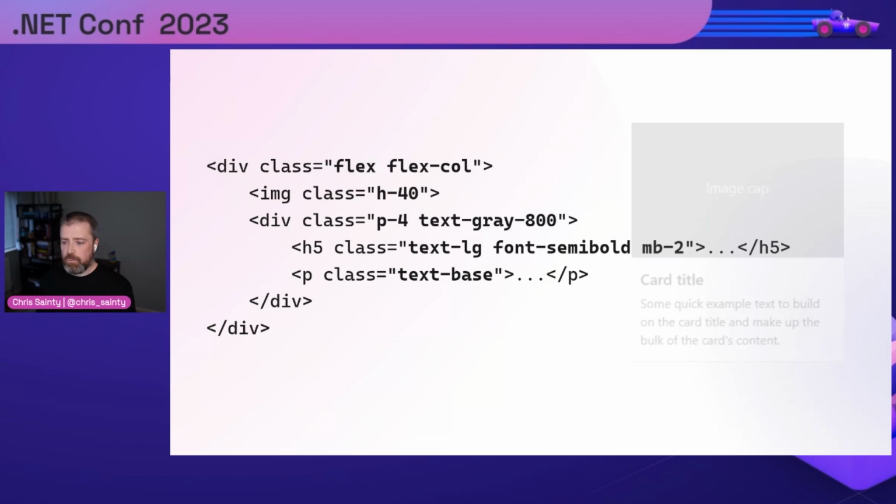The header there, we want that to be a bit bigger. So we've got text LG, which is text large. We have font semi-bold, MB2, which is margin bottom 2. And again, 2 maps to the configuration file. And we've got text base, which is saying for the p tag that we just want to use the base text size for that particular page.